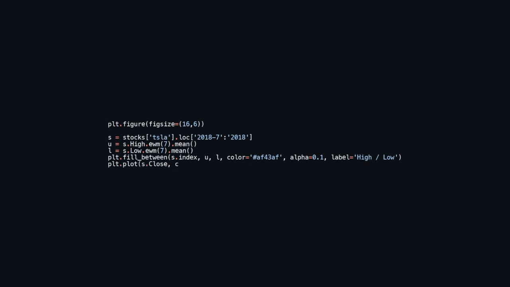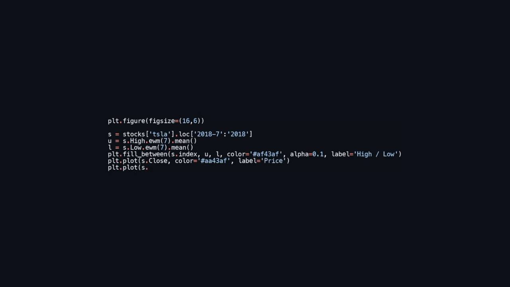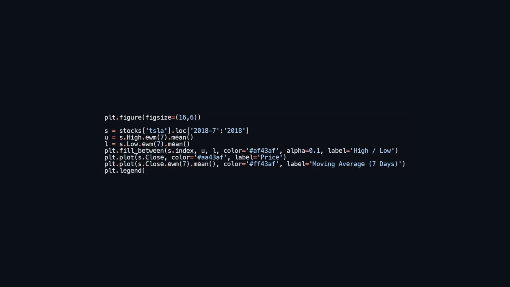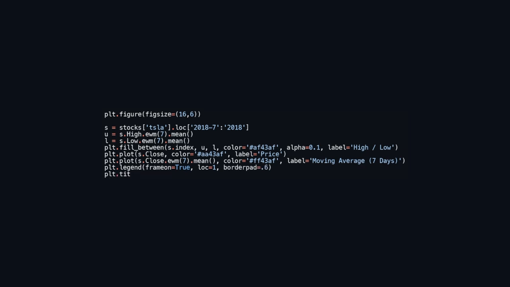The fill_between function is used to create a shaded area between the high and low EMAs, visually representing the range of stock prices. This area is colored with a light purple hue, providing a clear indication of the volatility in Tesla stock during this time frame. The closing prices are plotted as a solid line in a darker shade of purple, allowing for easy comparison against the high-low range. Additionally, the 7-day EMA of the closing prices is plotted as a separate line in a brighter pink color, further emphasizing the trend in the stock's performance.